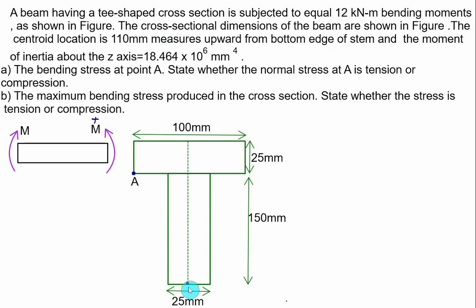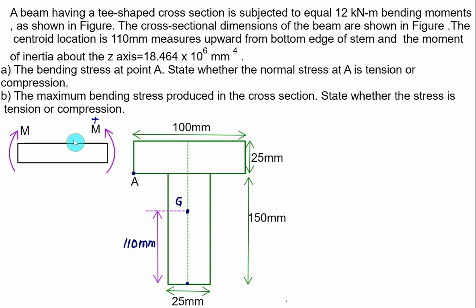So from this point we have the position of the centroid, 110 mm. From the bottom of the stem we can mark the position of the centroid, that is G, at a distance equal to 110 mm. And we have been given the moment of inertia also, that is equal to 18.464 × 10^6 mm^4. The bending stress at point A you have to find out, and you have to state whether the normal stress at A is tension or compression. You also have to find out the maximum bending stress produced in the cross section and state whether the stress is tension or compression.